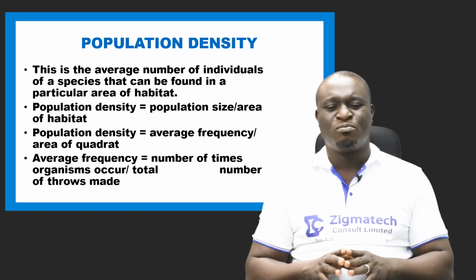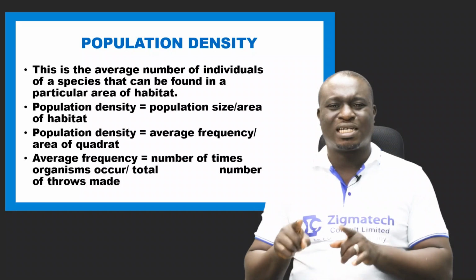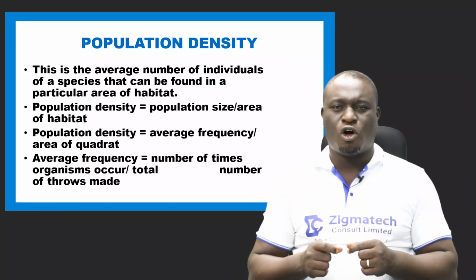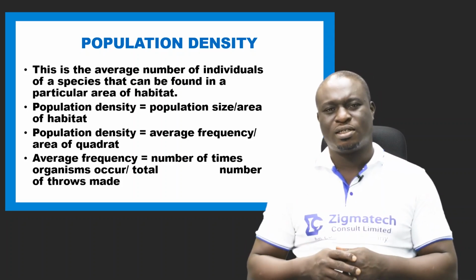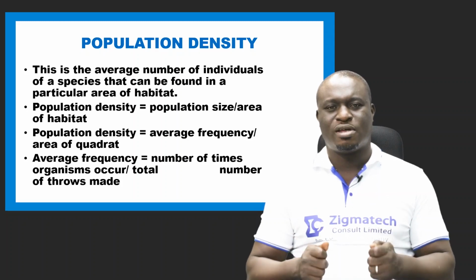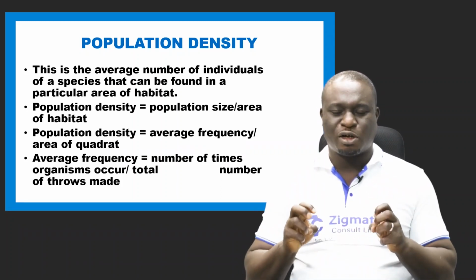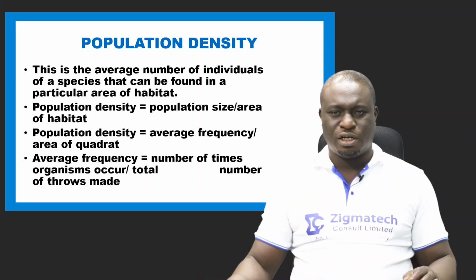And then finally, how do we calculate the average frequency? The average frequency is calculated as the number of times an organism occurs divided by the total number of throws that are made. Just put this at the back of your mind. We might see one or two questions that will involve calculations.